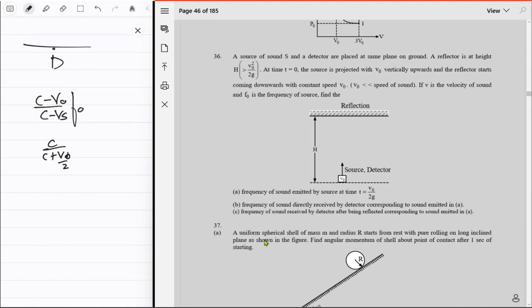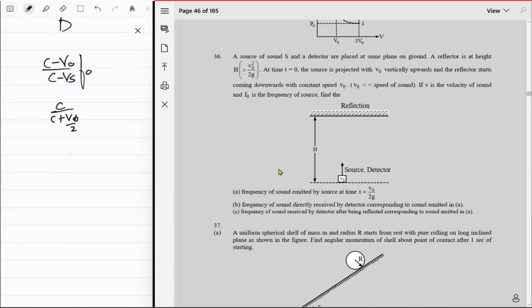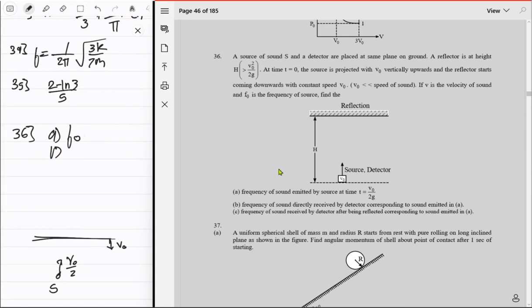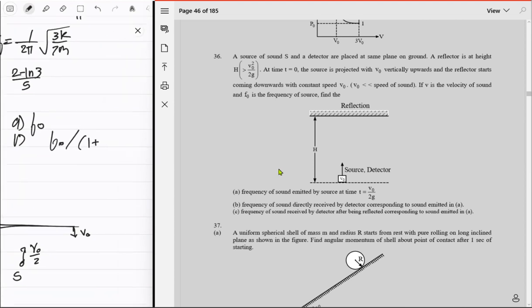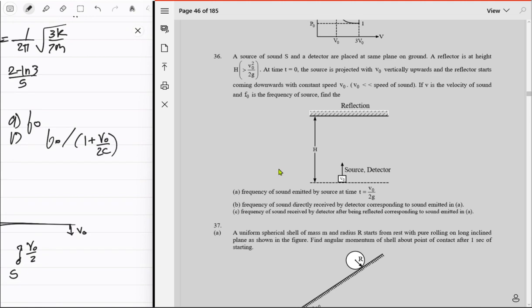Exactly. अभी कुछ दिया नहीं है वैसे, right? All we know is v naught is much less than the speed of sound, and you can actually approximate this or something. But I'll leave it like that. Okay, just 1 plus v naught upon 2c. That's f naught, right? So that's our B: f naught upon 1 plus v naught upon 2c. Should I approximate? I don't know.